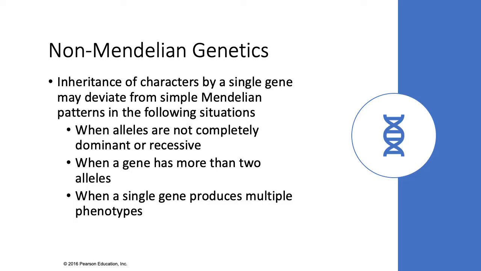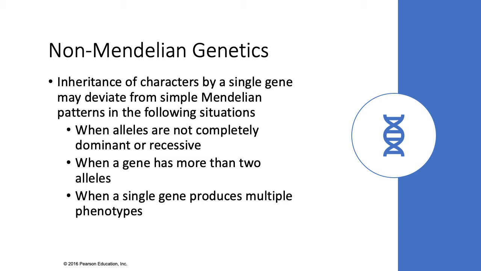The traits that we've talked about up until now, including polydactyly, follow the rules that Mendel discovered for inheritance when he was studying his pea plants. Since the time of Gregor Mendel, we have learned that while many genes follow the rules that he discovered, many genes don't. We call genes that don't follow the rules of Gregor Mendel non-Mendelian traits.